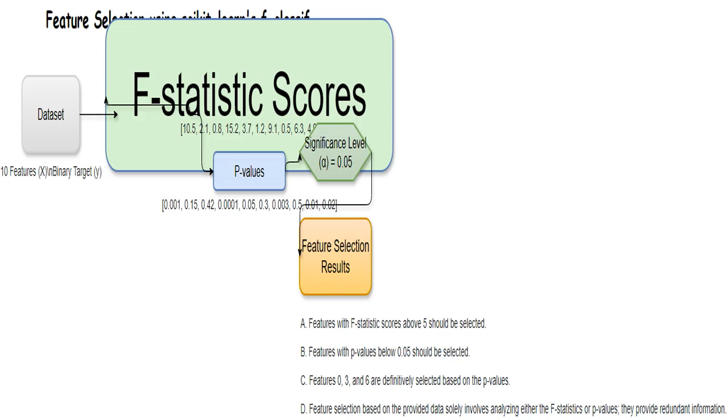After running f_classif, I get a list of f-statistic scores. Each score tells me how much that feature explains the variation in my target variable. Higher scores suggest a more important feature. The scores are 10.5, 2.1, 0.8, 15.2, 3.7, 1.2, 9.1, 0.5, 6.3, 4.9.